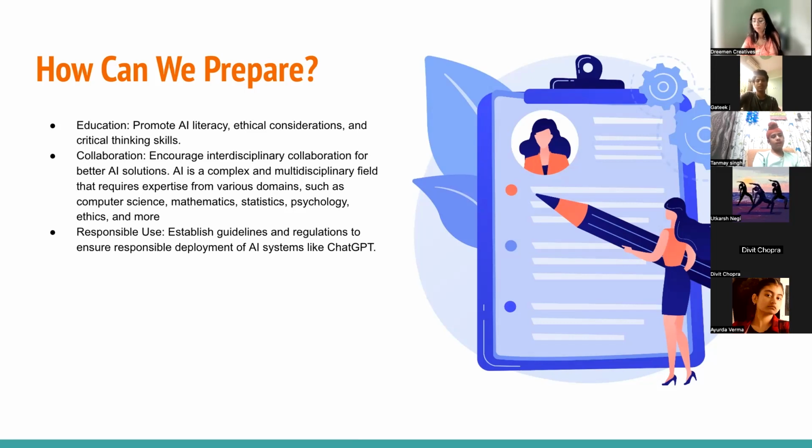Collaboration means when there are people from different disciplines, let's say mathematics, science, computer science, statistics, psychology, when they come together and prepare an ethical model, then there's a probability that this tool will not be misused.